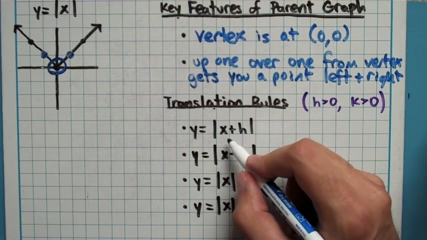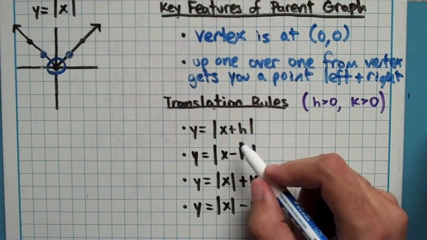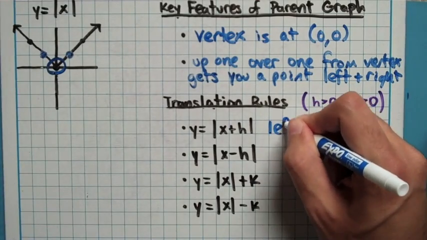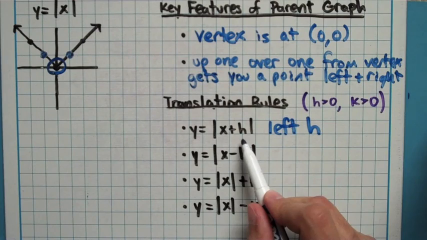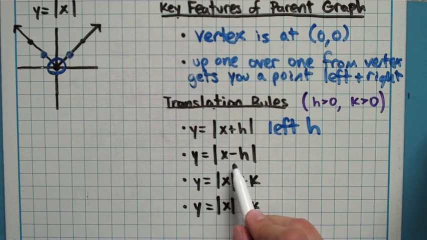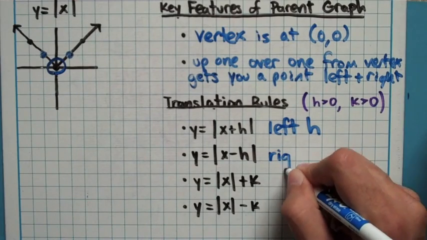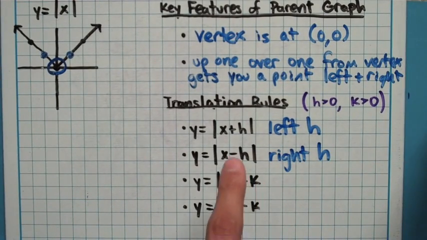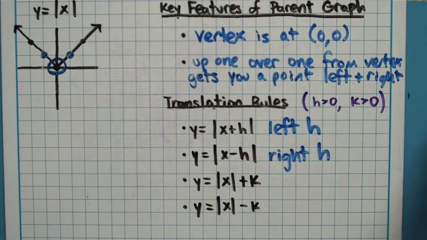If you have x plus h, so you're adding a number on the inside, maybe an x plus 5, for example, this is going to move your graph left. So if there's a plus h, our graph is getting moved left h, however much h is. If you see a minus h on the inside, you're subtracting a number on the inside, that moves you right by however much h is. So if this is x minus 54, my graph would move right 54.